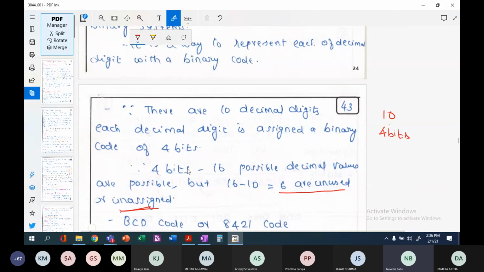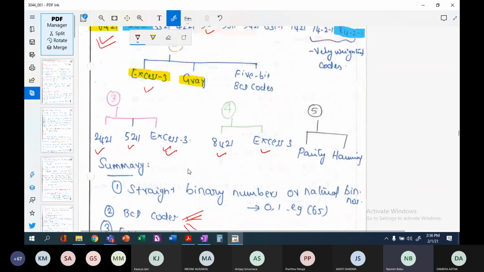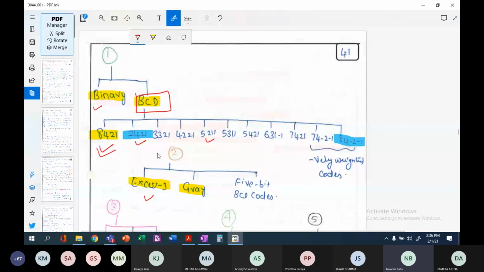There are different classifications of BCD codes also: 8421, 2421, 3321, 4221, 4211. What are these? These are the weight positions of the binary bits.